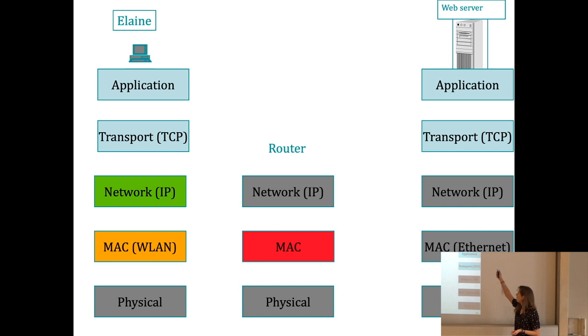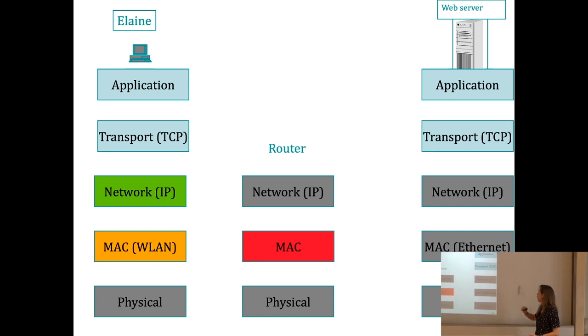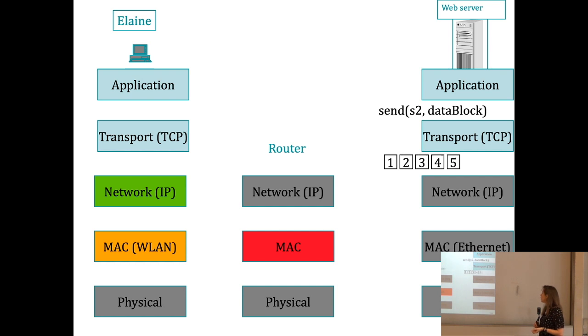So we are first at the web server's application, who decides to send some message to Elaine's application. First thing is that the application will say to its transport layer, I want to send this data block with this S2 interface. And the transport layer says OK, and he hides from the application layer the fact that this data block will in fact be broken into smaller chunks of data using packet switching. So this big data block is here separated into 5 smaller blocks.